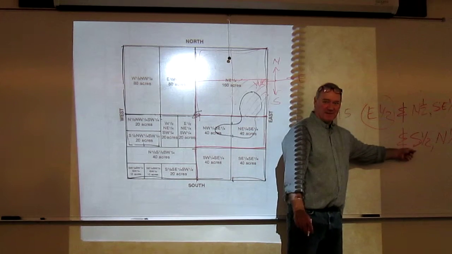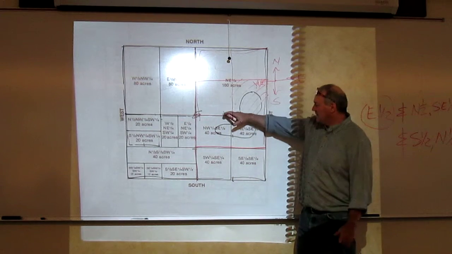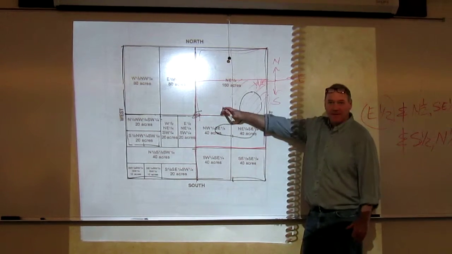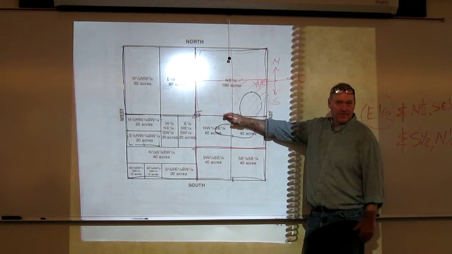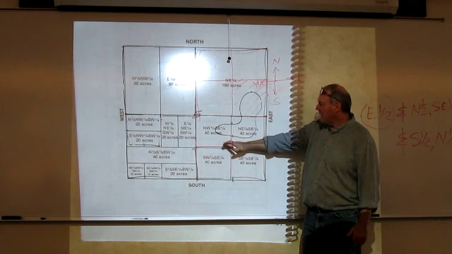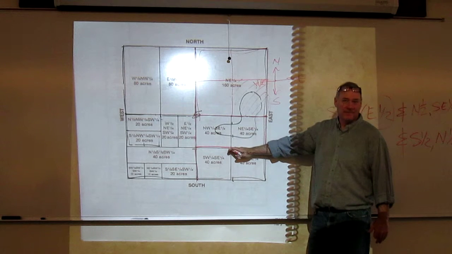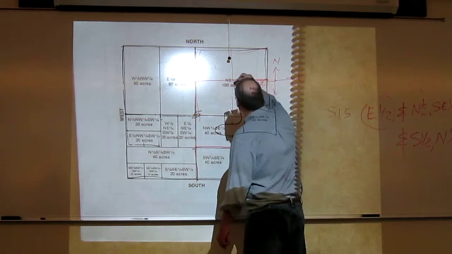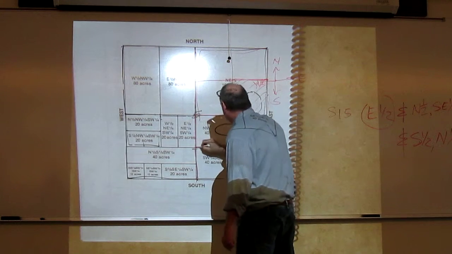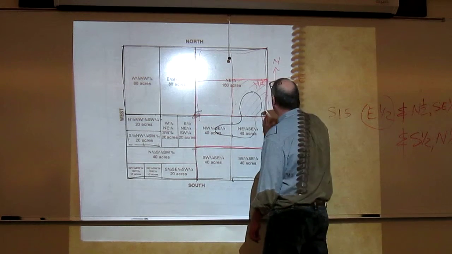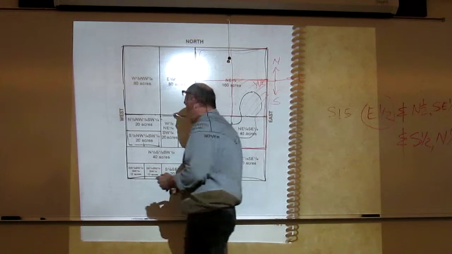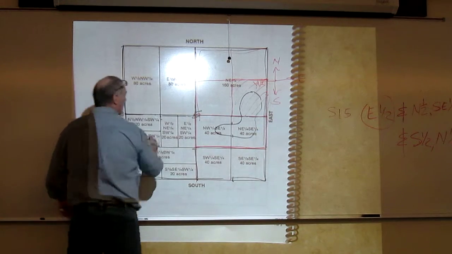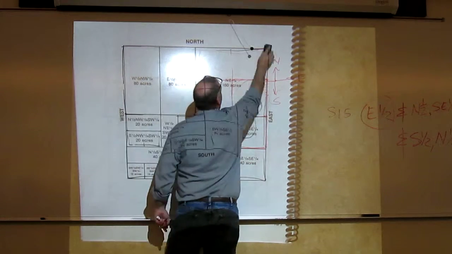And the south half, okay, so that south half runs this block right here. And we are then the north half of that south half. Now what that does is it defines this piece of property right here. We just erase all these other lines.